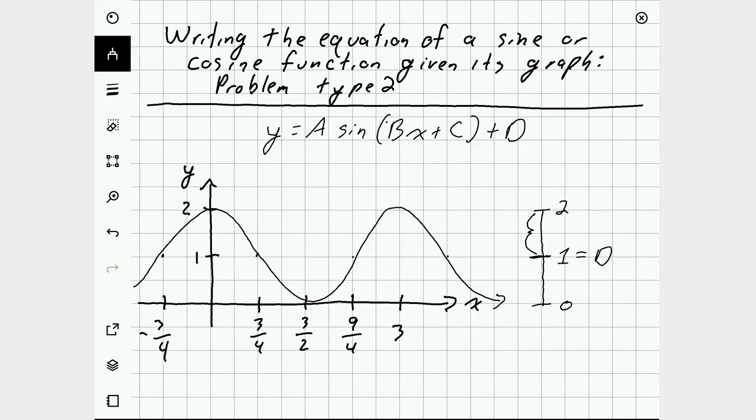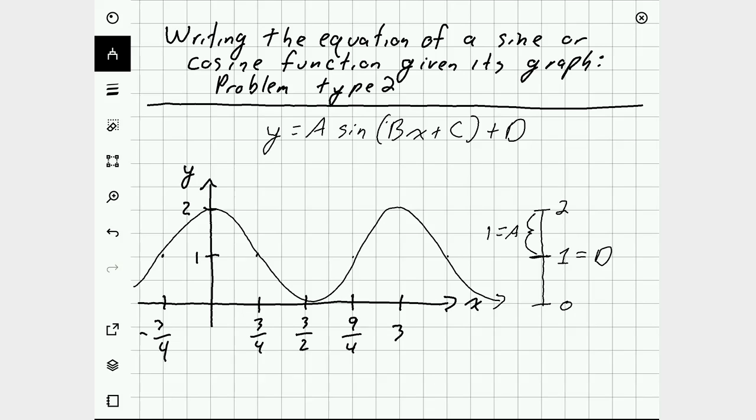I also want to look for the distance from the center to the top, which should be the same as the distance from the center to the bottom. In this case, that's also 1. And that's going to be the value of my amplitude A in the curve. All right, so that's one thing we can look at.